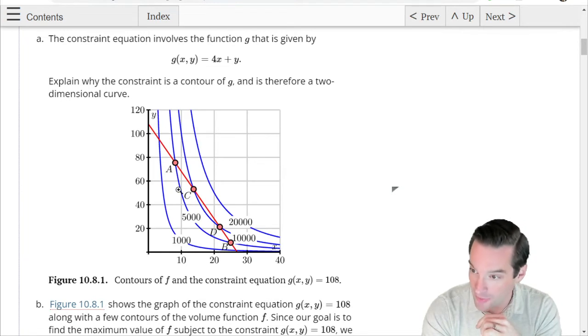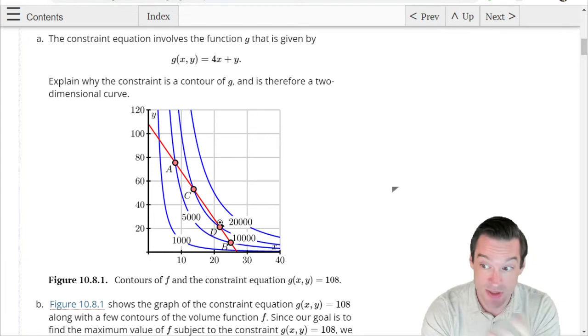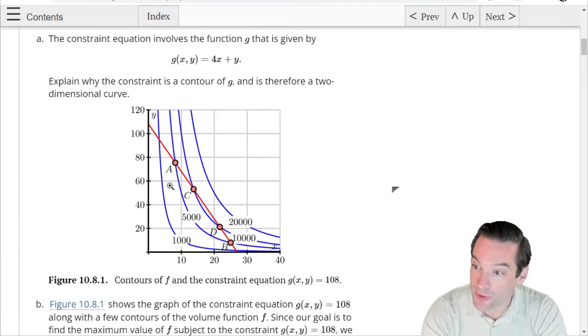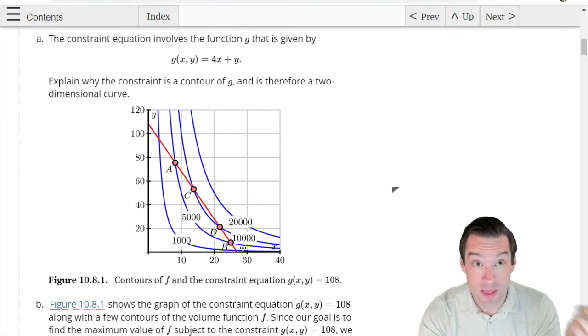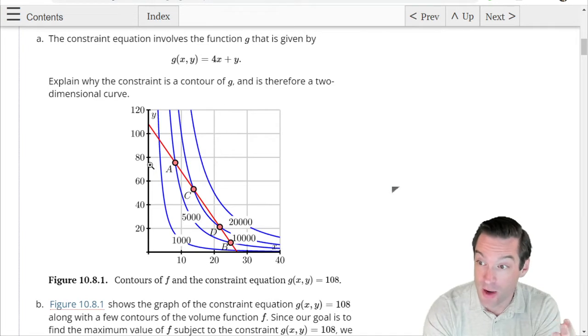And then here are all of the points x and y that give us a box with a volume of 5,000 cubic inches, and so on and so forth. Right? So those blue contours are contours of our objective function. Then this red straight line, that's our constraint. This is the set of all points x and y for which 4x plus y is equal to 108.